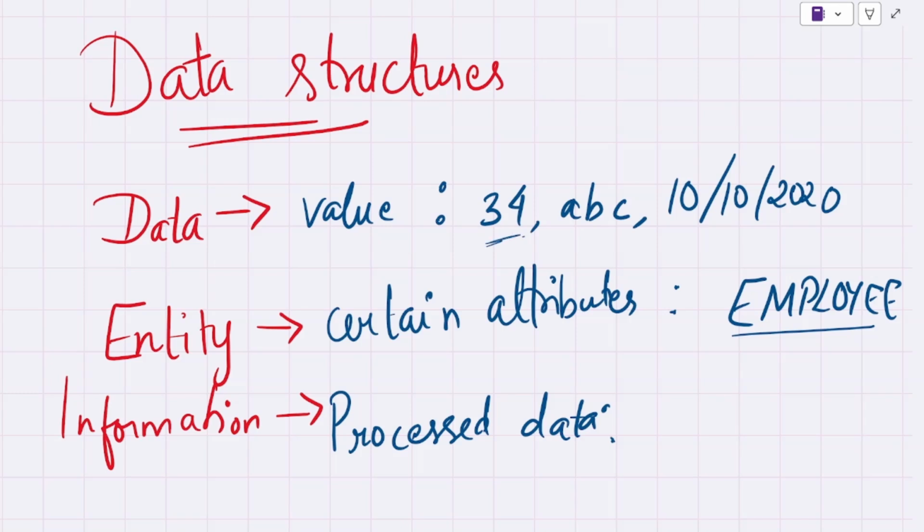For example, I have written here 34. What is 34? We don't know. But here I am saying 34 is the age of the employee ABC who joined on this date. So now these random values have a meaning. That is information. These are the three things: data, entity, and information. Don't get confused between them.